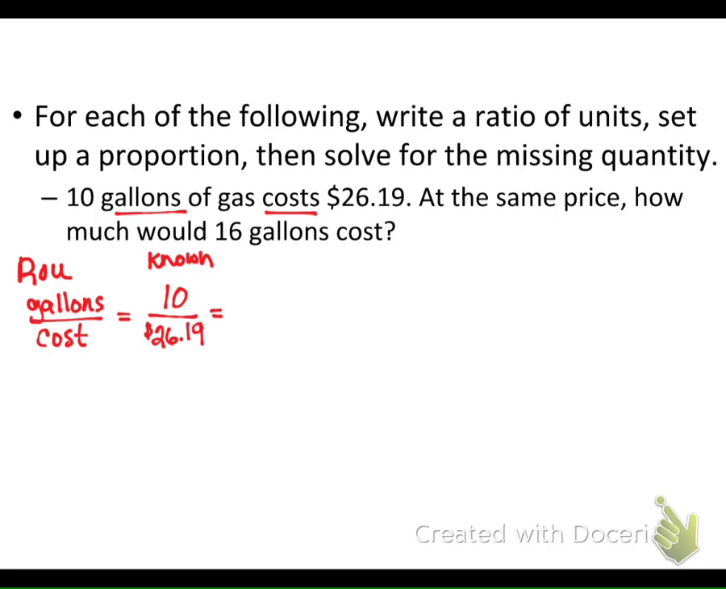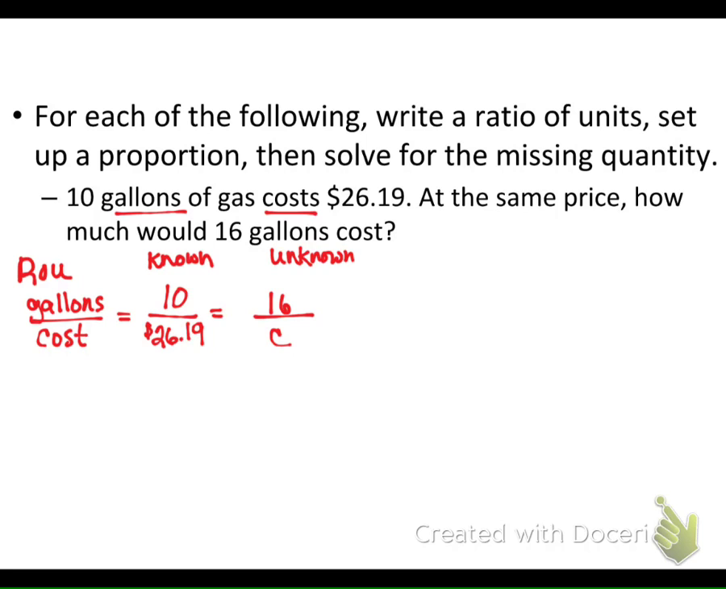Okay, the second part of our ratio is going to be the unknown. This is what we know a little bit of the information, but we don't have all of it. So then we keep reading. At the same price, how much would 16 gallons cost? 16's on top. So we're trying to find the price of 16 gallons. So what do we want our variable to be for cost? Not G, because we already know our gallons, right? C for cost or P for price. Truly it doesn't matter, but I like my variables to be relatable to what I'm asking. Okay, so now we have a proportion.